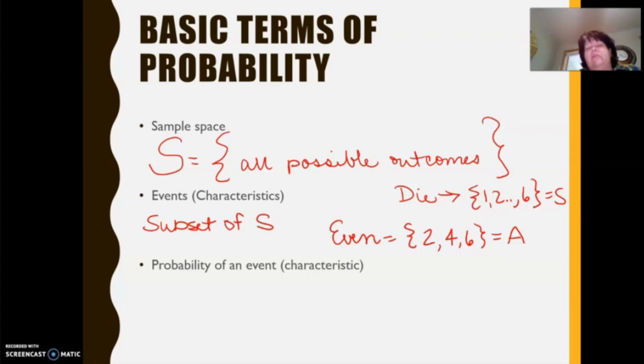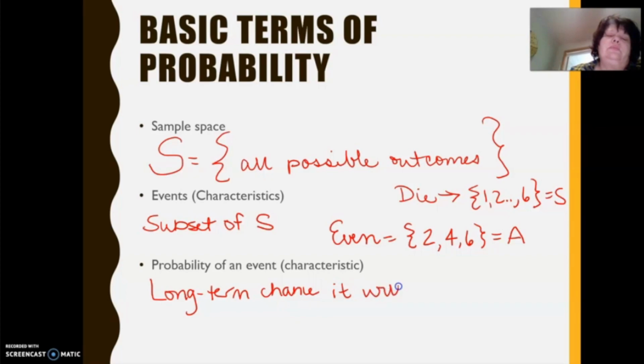And the probability of an event is the long-term chance, that's important, that it will occur. You really don't know in the short term if something has a probability of 1/2, let's say. You don't know what's going to happen in the short term, but you do know that over a long period of time, half the time you'll get that thing happening and half the time you won't.